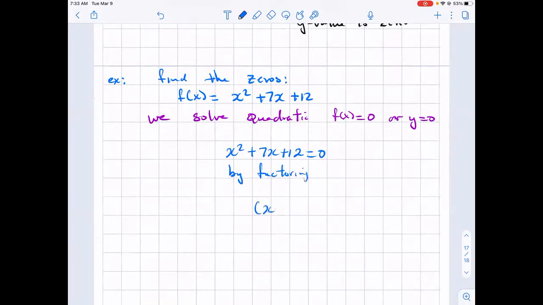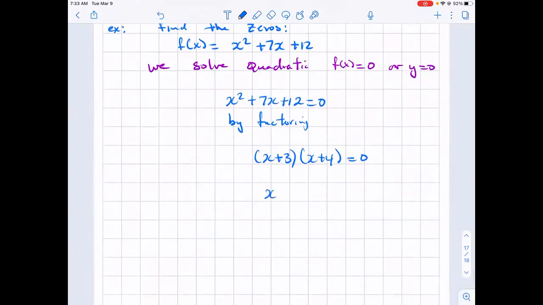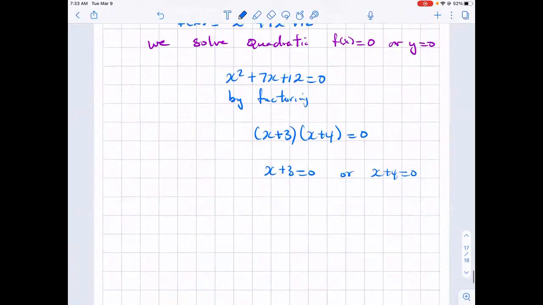We have x plus 3 times x plus 4 is equal to 0. Therefore, x plus 3 is equal to 0, or x plus 4 is equal to 0. So here we have x is equal to minus 3, or x is equal to minus 4. And these are your zeros.